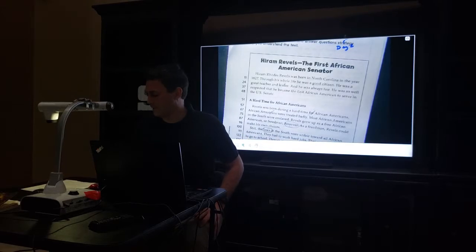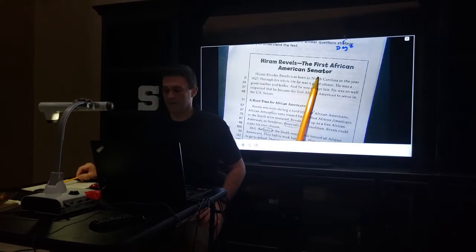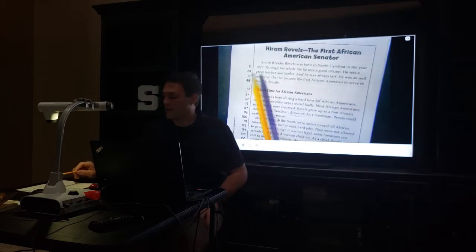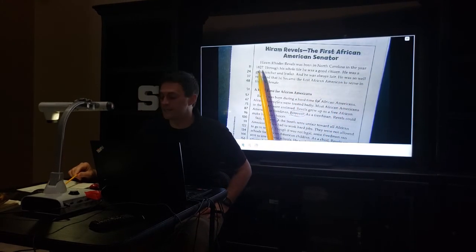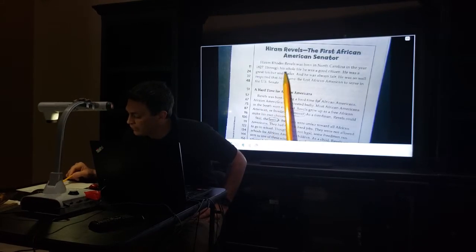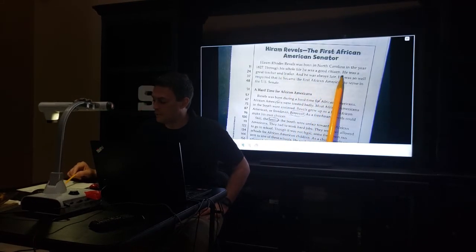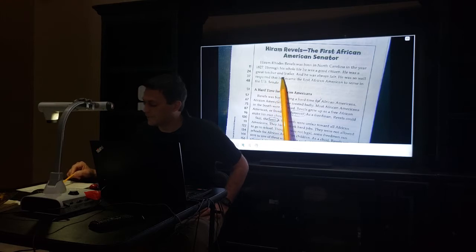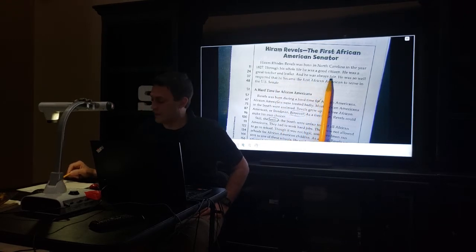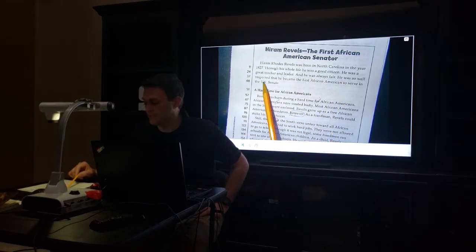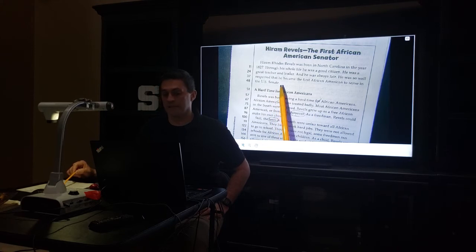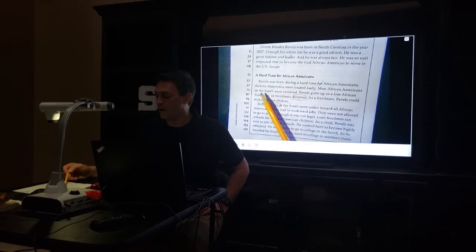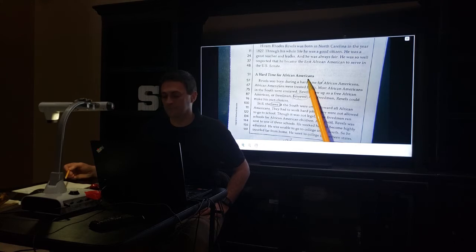Hiram Revels, the first African-American senator. Okay? All right. Hiram Rhodes Revels was born in North Carolina in the year 1827. Through his whole life, he was a good citizen. He was a great teacher and leader. And he was always fair. He was so well respected that he became the first African American to serve in the U.S. Senate.